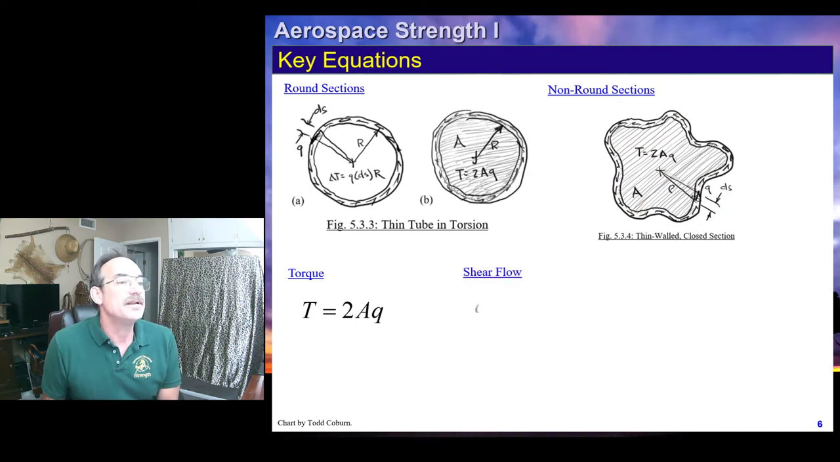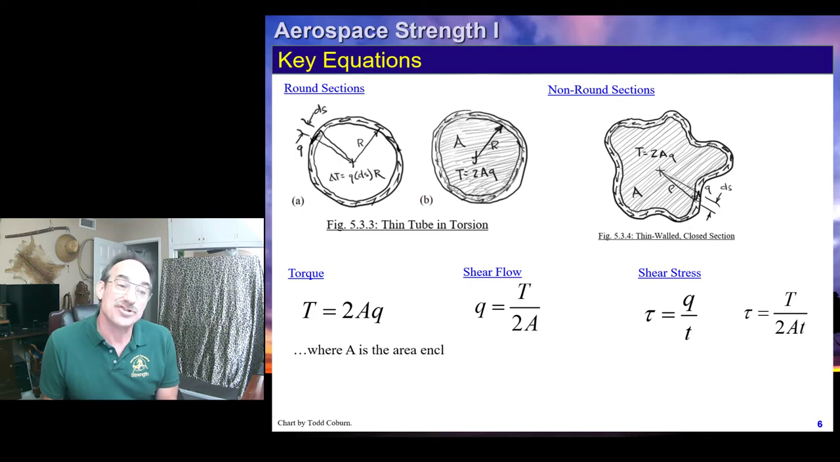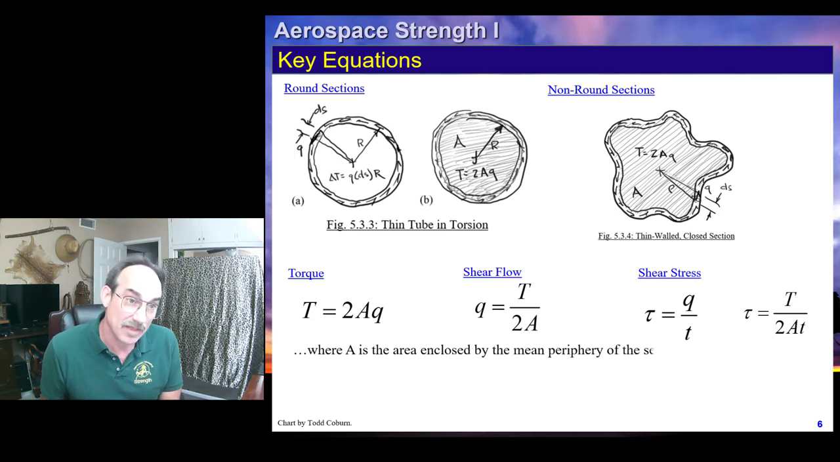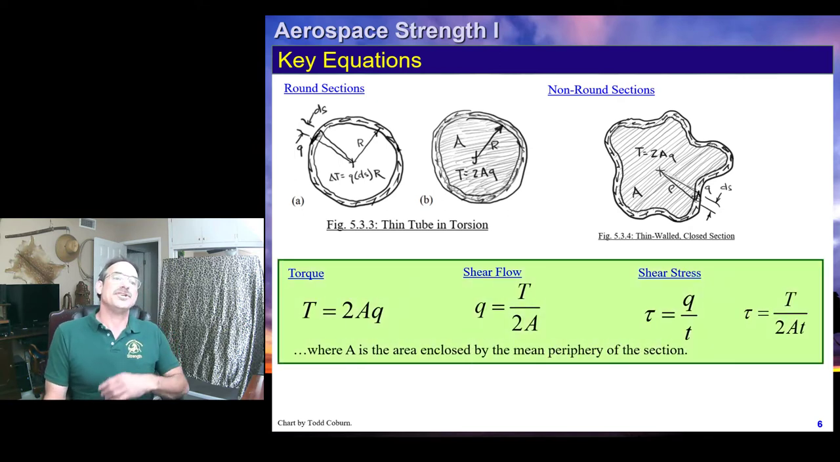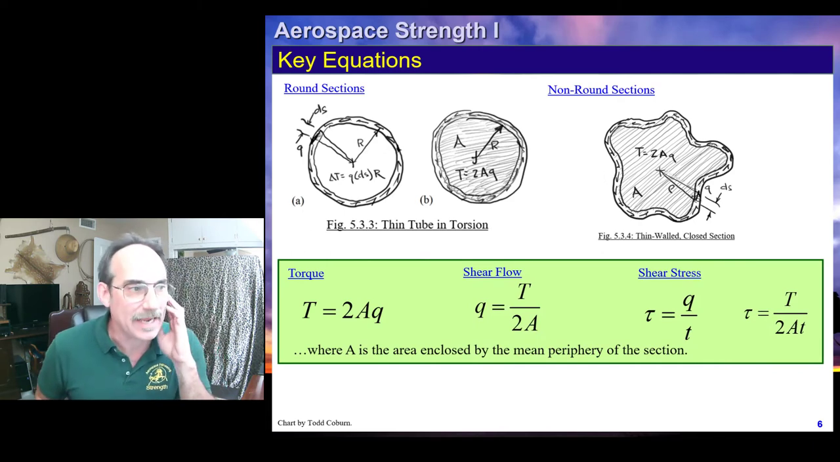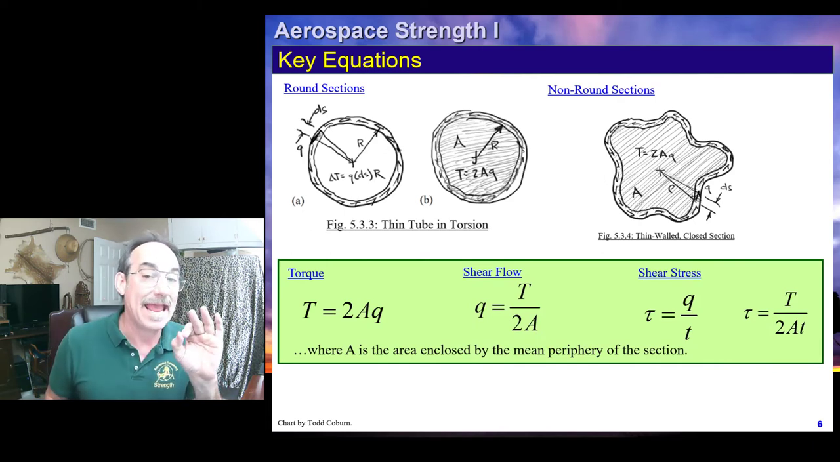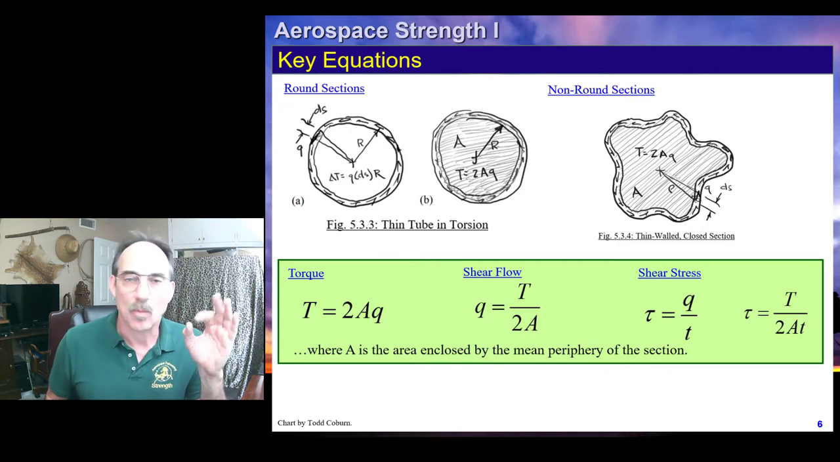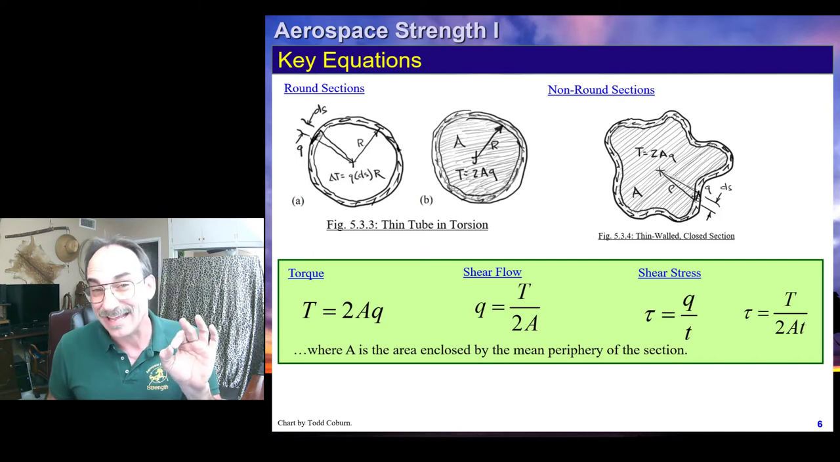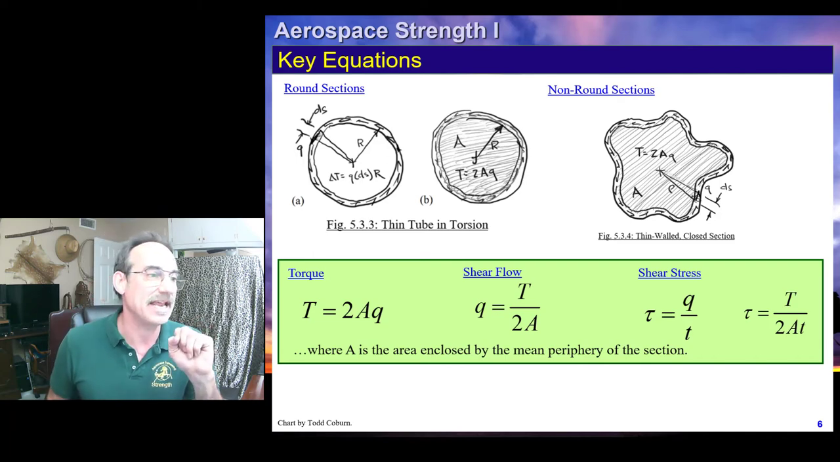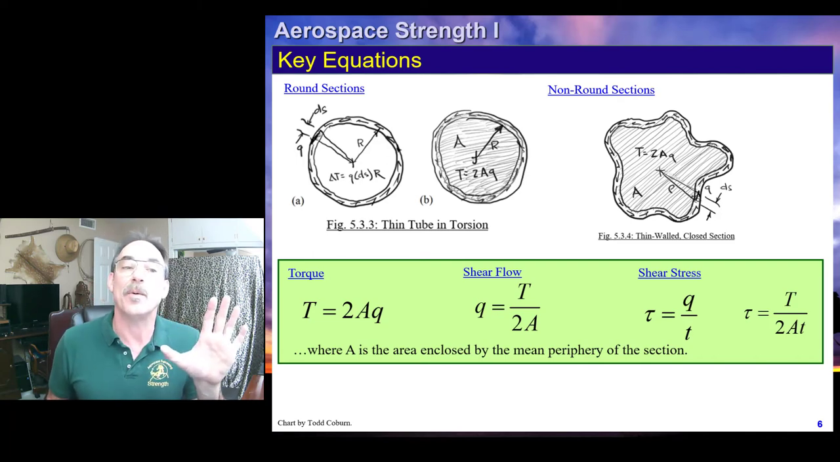That's our equation. Our shear flow is T over 2A. Remember, our shear stress is just the shear flow over the thickness, which means we can write the shear stress as T over 2At, where area A is the enclosed area by the mean periphery of the section. Okay? We're basically going to assume whatever the distance is, we're going to pretend the inner, outer, and midplane are the same. Okay? This is how it works.